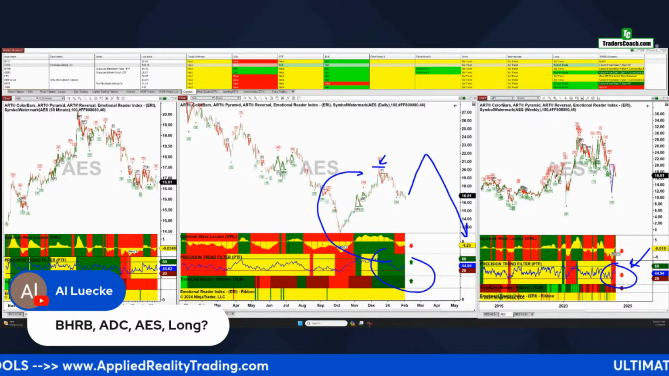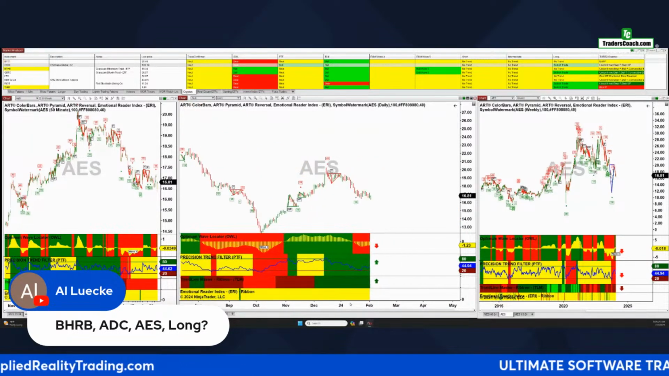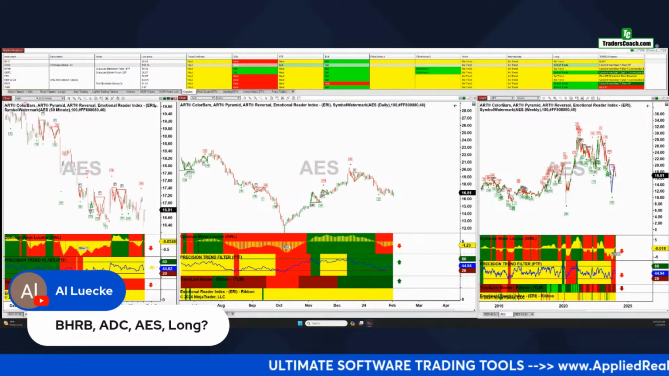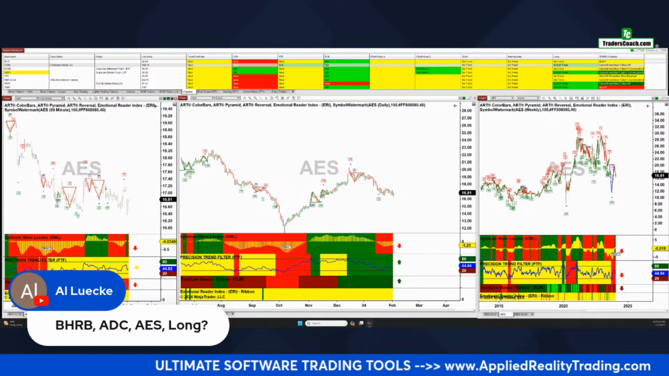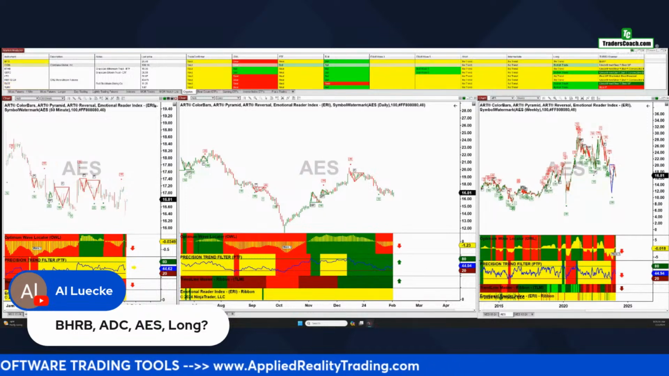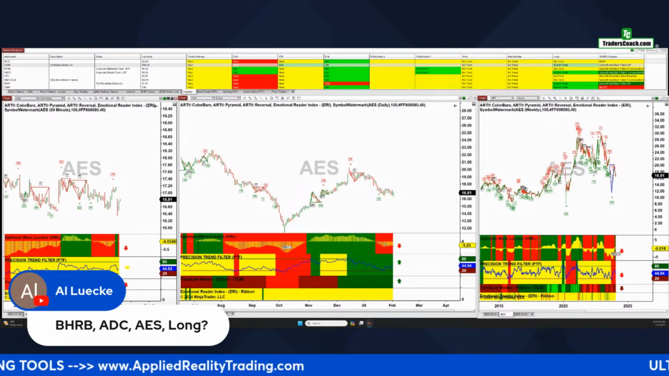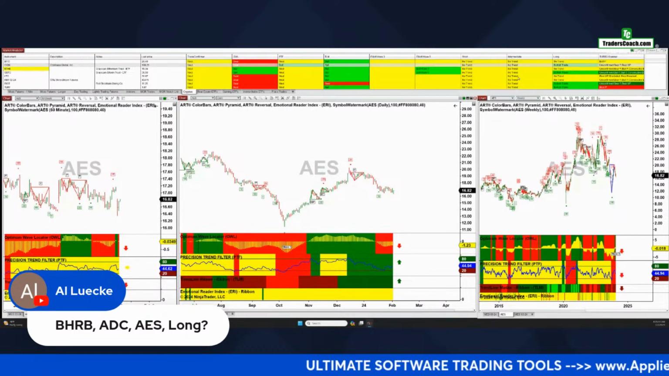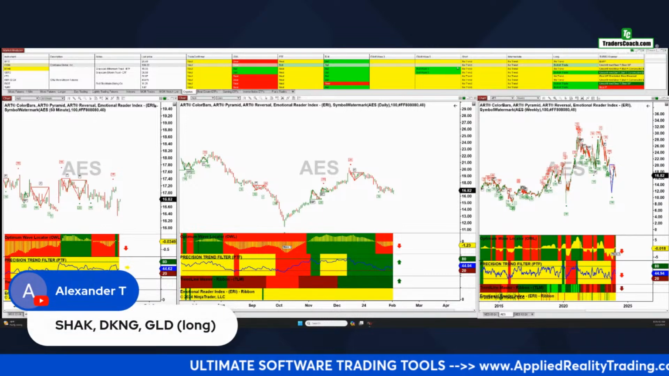The only thing here is that you want to make sure that this thing is done pulling back, and we have a dominant pyramid still on the 60-minute time frame. You have a red owl here and a red owl here. So I think it's too early to go in. It may come down a little bit further. So I would wait on that one. All right, Alexander, how are you?